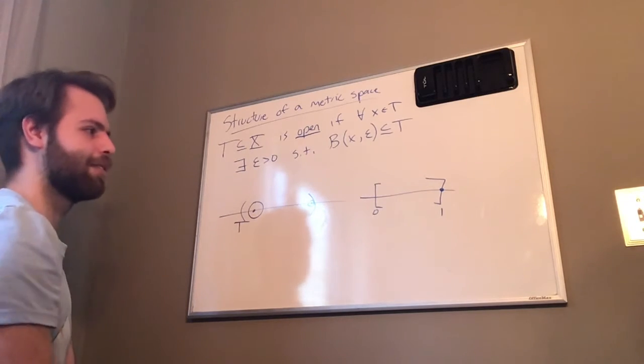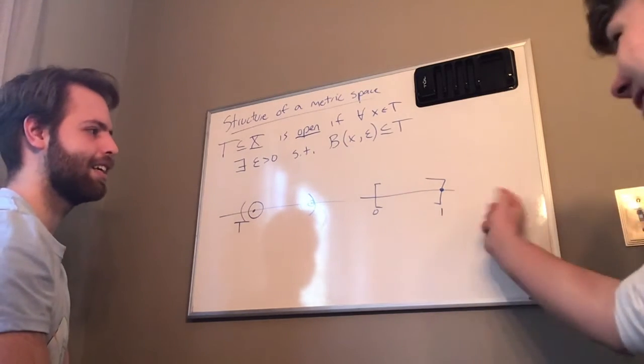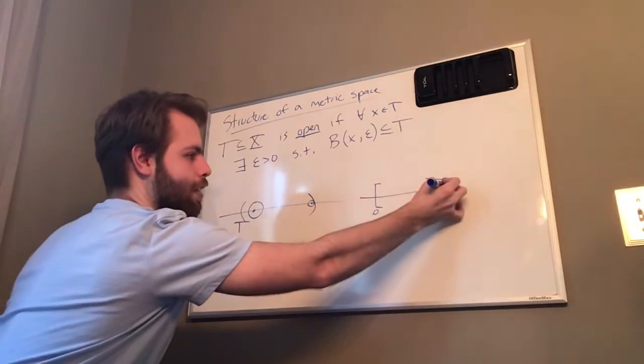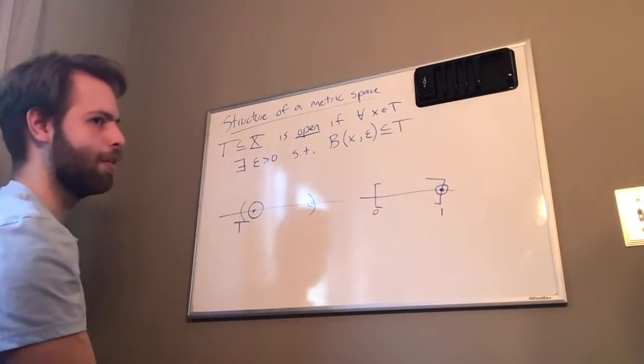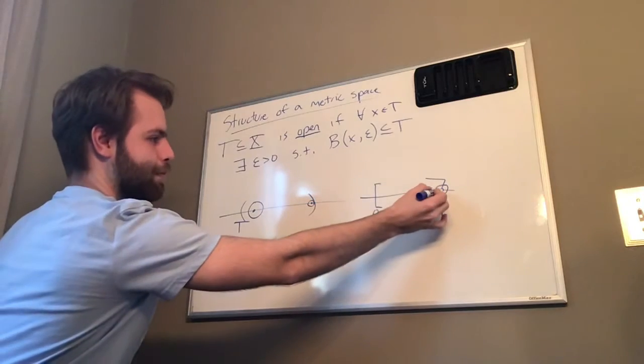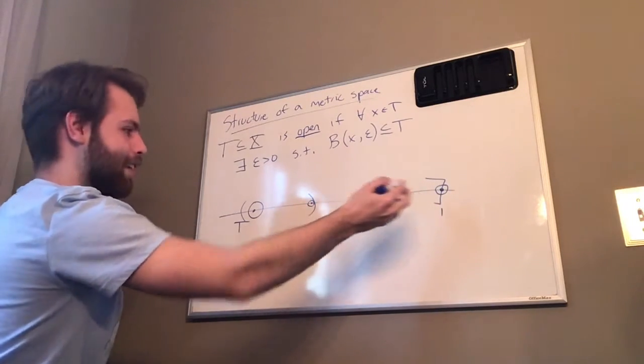Yeah. Because you can't go that way. You can only go that way. Exactly. If I draw a ball, I don't care how small my ball is, it's going to peek out of my interval just a little bit, right?